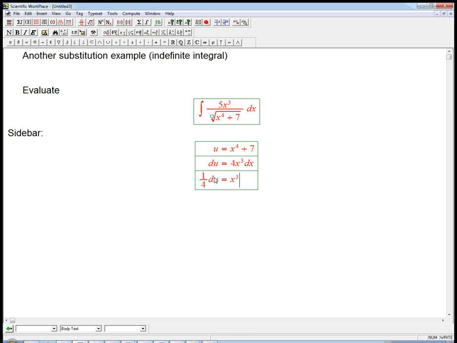And believe me, a lot of folks just have trouble moving that 4 over, and they put a 4 over here. We're just doing ordinary algebra here. We're just dividing both sides by 4. Not some new kind of algebra. Okay? So x cubed dx matches 1/4 du. Okay? And then the x to the fourth plus 7 is going to be u.